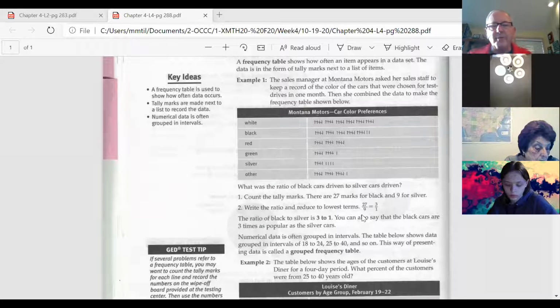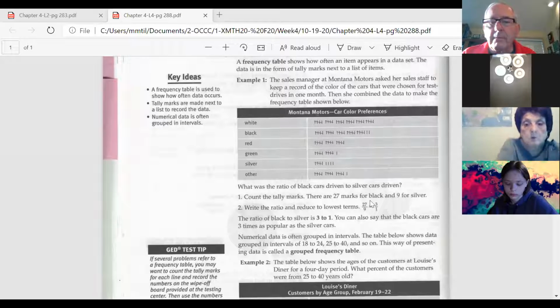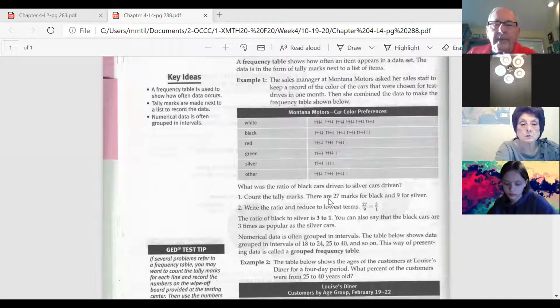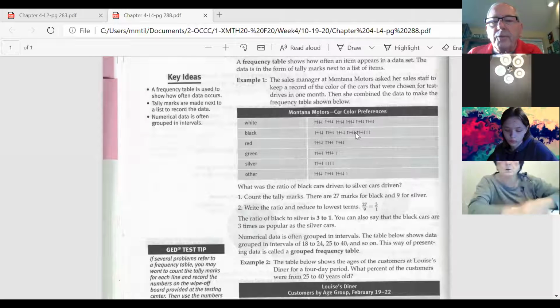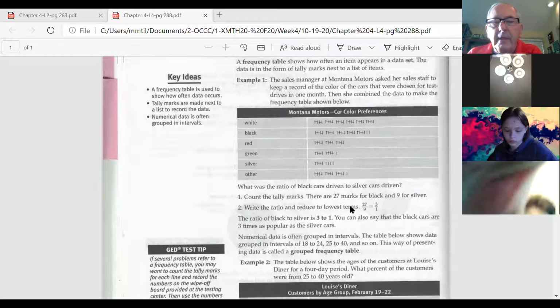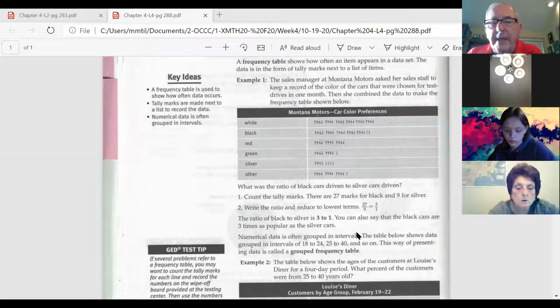And with that information, we're going to figure out ratios of black cars driven to silver cars driven. Well, black cars, you've got 27, right? In silver cars, you've only got 9. So 27 to 9, and that reduces down because you can divide 9 into 27, and also 9 into 9. So you get 3 over 1. So the ratio of black to silver is 3 to 1. Okay.